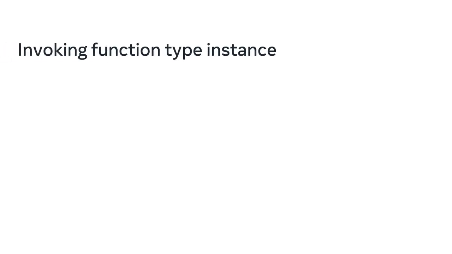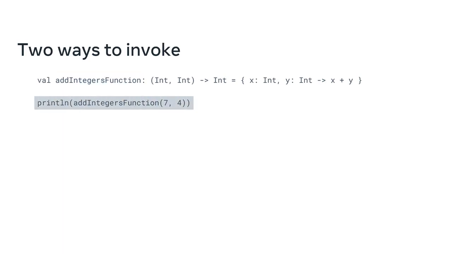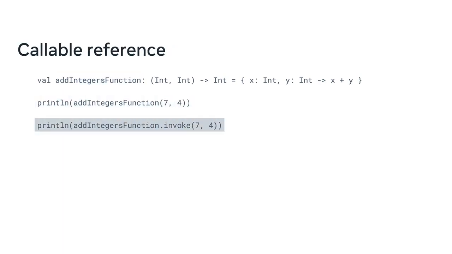The last step to using function types is invoking the function type instances. An instance of a function type, let's say f, can be invoked by using the invoke operator, as in f.invoke(x), or you can simply invoke it as f(x). For example, an instance of a function type that adds 2 integers, stored in a variable addIntegersFunction, can be invoked in those 2 different ways: println(addIntegersFunction(...)) or println(addIntegersFunction.invoke(...)).